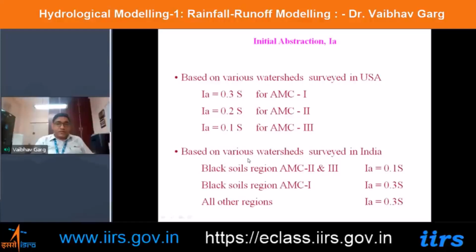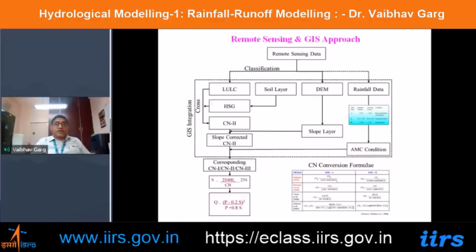In India, in watersheds surveyed, it is reported that for black soils region with AMC 2 and 3, we can use initial abstraction equal to 0.1 of the maximum possible retention. For black soils region with AMC condition 1, we can use 0.3S. For all other regions, we can also use IA equal to 0.3S. Here I have shown you the flow chart to elaborate how remote sensing data can be used in this method.